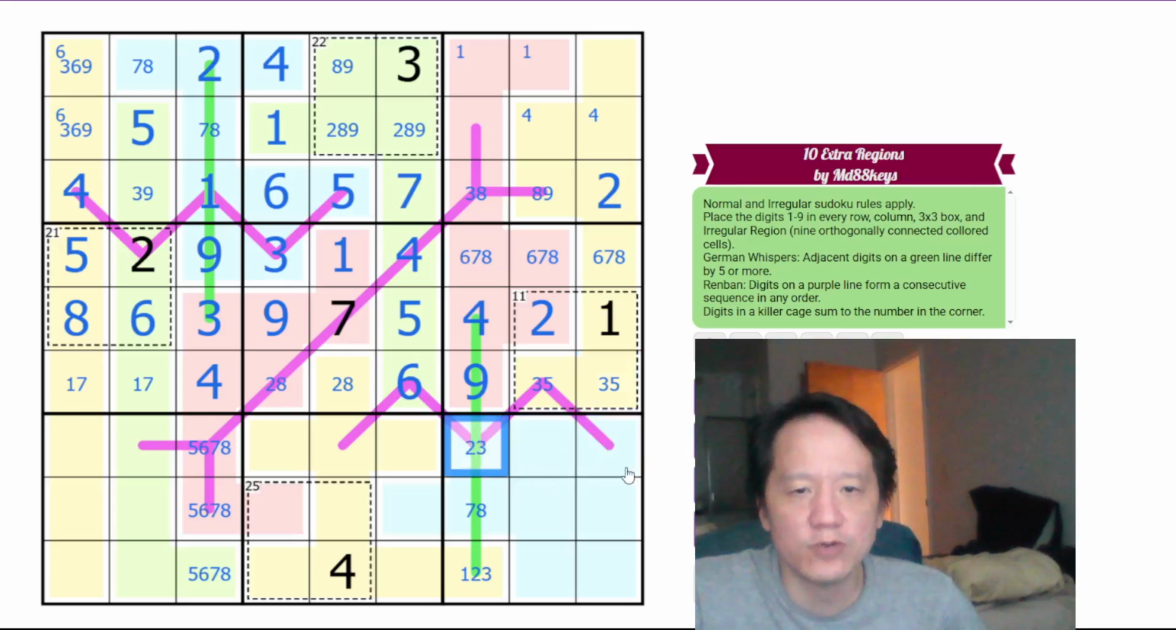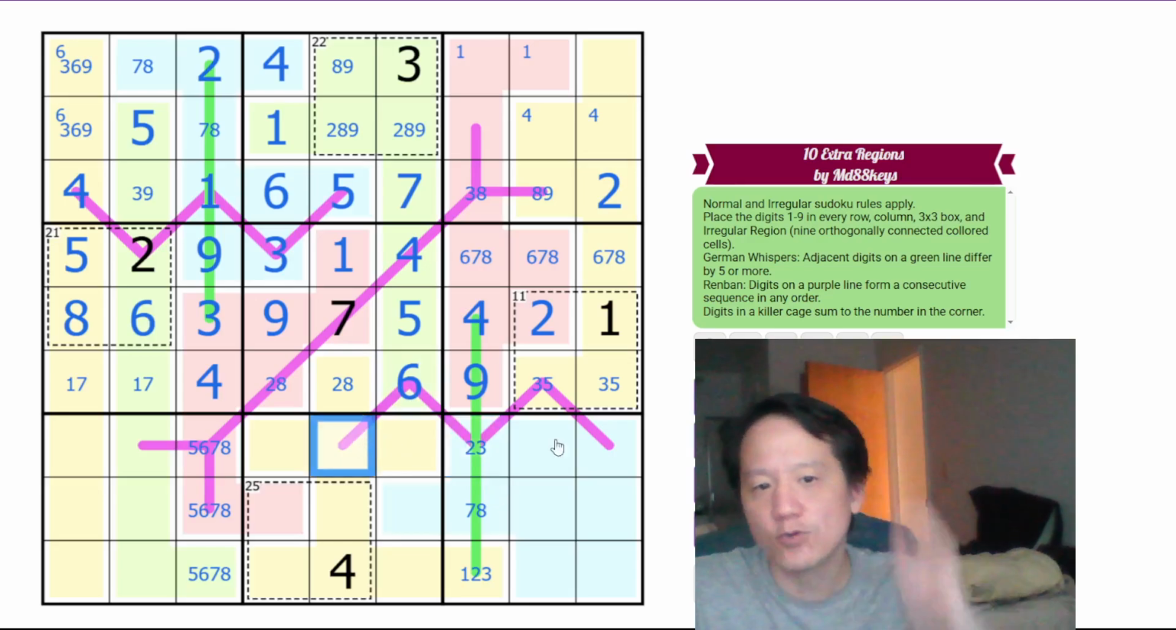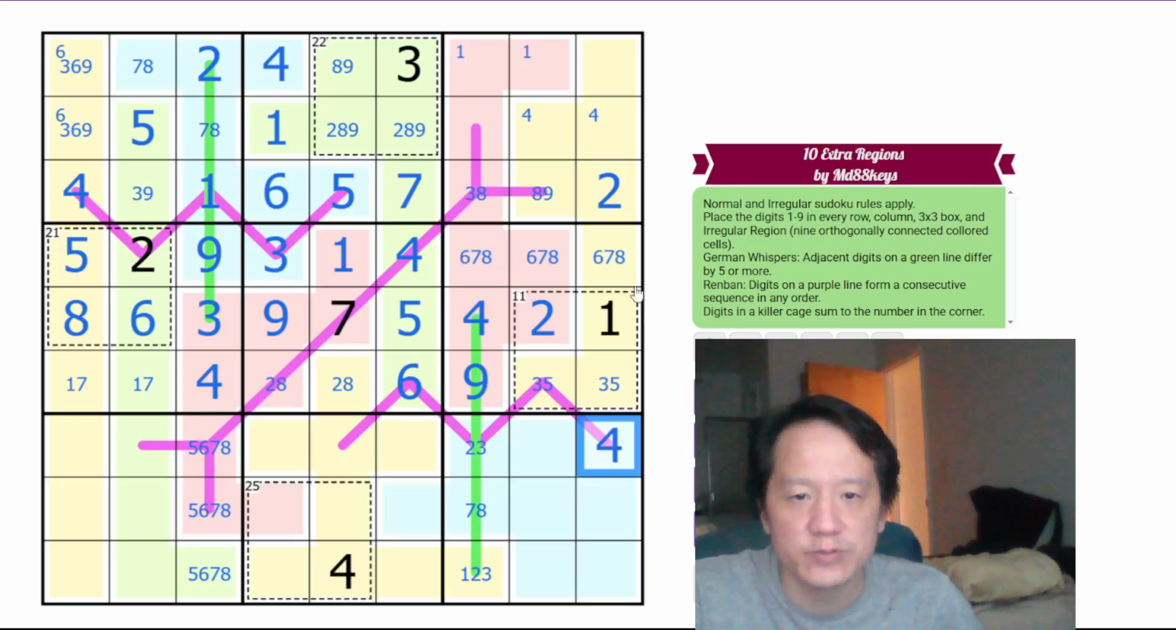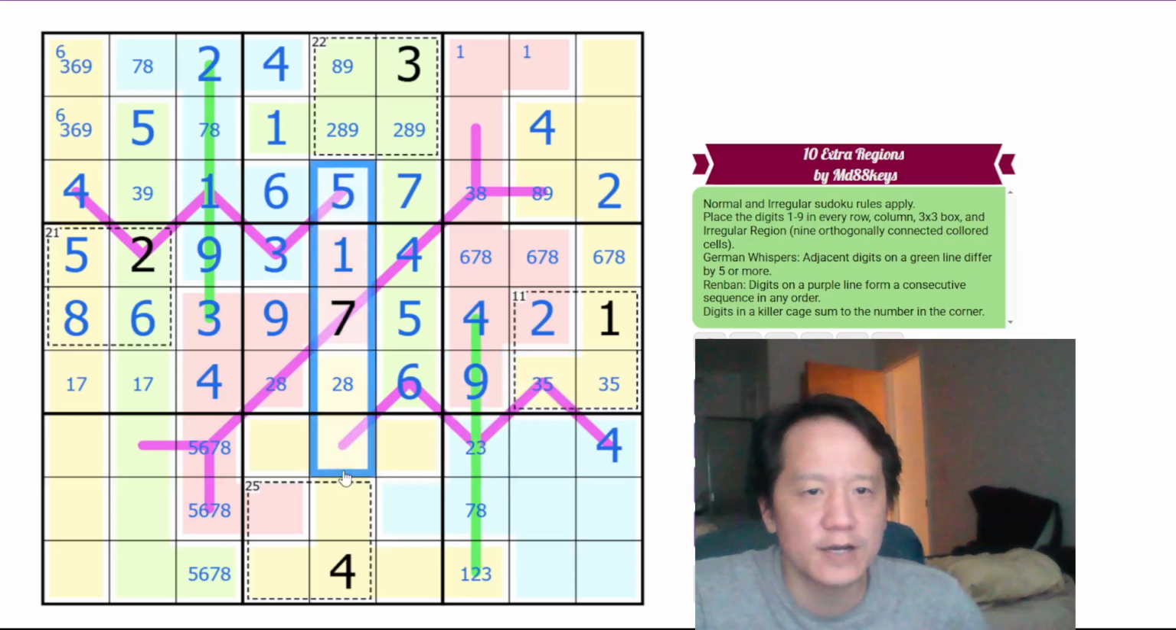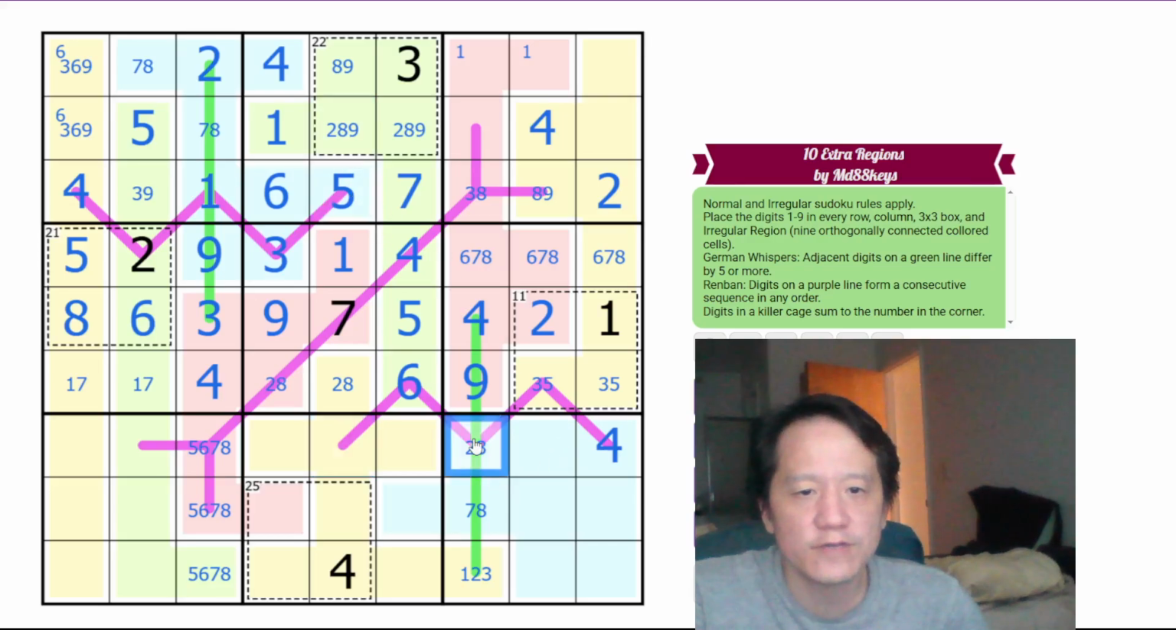This cannot be 1, because 1 cannot be on a renban with 6. We need a 4 on this renban to connect to the 2, 3, and the 6. 4 cannot be here, whereas the 4, it has to be here, which means this can't be 4, so this has to be a 4. We need a 5 on this renban, and 5 cannot be here because of this 5. 5 can't be here because it can't be on the German whisper line, so this must be 5 here, which makes this a 3.